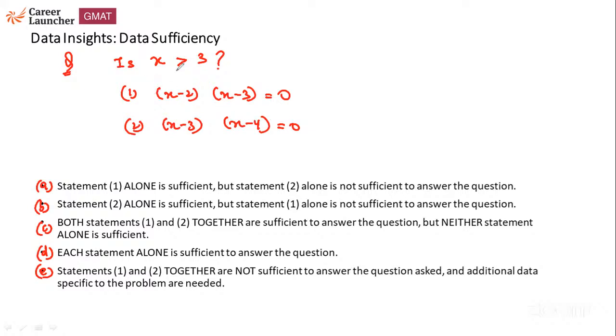It states: is x greater than 3? Now from the first statement, x is either 2 or 3. Now answer the question. Is 2 greater than 3? No. Is 3 greater than 3? No. Right? So from the first statement, are you getting a definite yes or definite no as an answer to the question? You are getting a definite no. That means you are answering the question. First statement alone is sufficient.